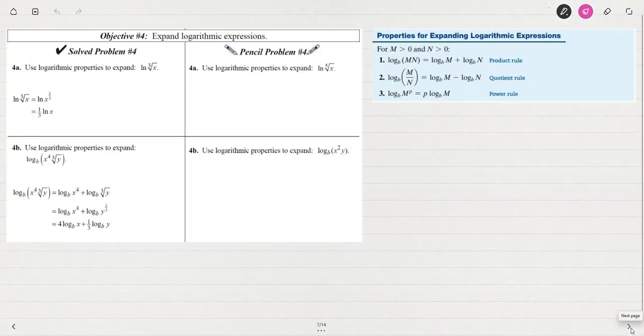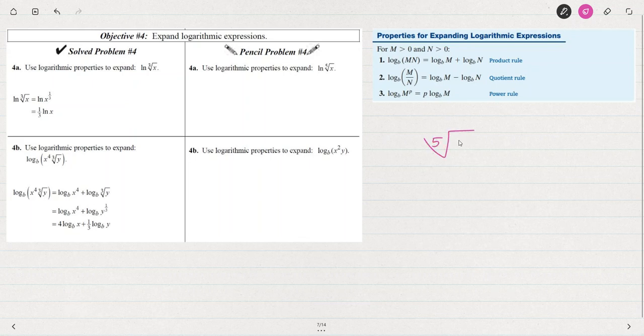Use log properties to expand. If we're expanding, then we're going to use the product or quotient rules. Let me start by rewriting this fifth root of x.